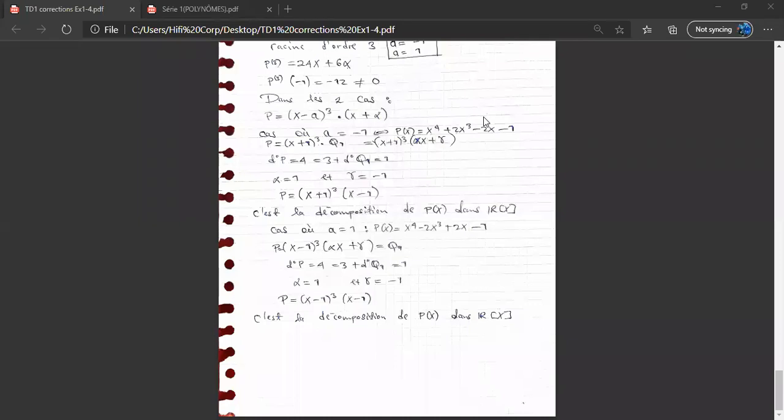In this situation, we're going to have x minus 1, that will be the first part. Then the second part will be x squared minus x plus 1. Then the third part, we're going to have x minus 1.